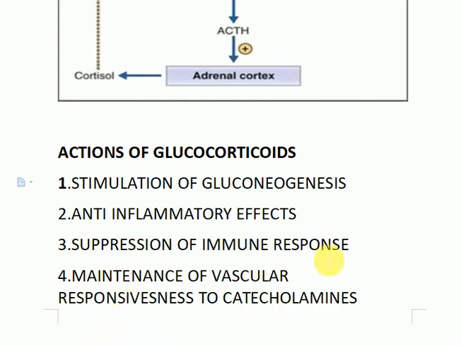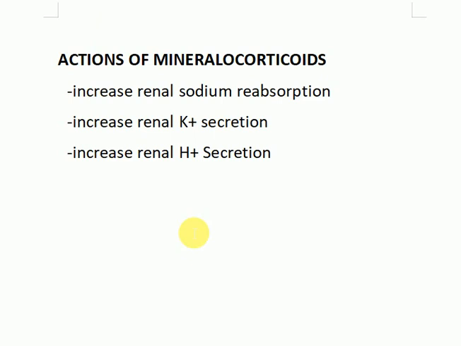The suppression of immune response, therefore used in prevention of transplant organ rejection. The maintenance of vascular responsiveness to catecholamines by upregulating alpha-1 receptors on arterioles. And the actions of the mineralocorticoids by increasing renal sodium reabsorption, increasing renal potassium secretion, and increasing renal hydrogen ion secretion in case of blood volume loss.